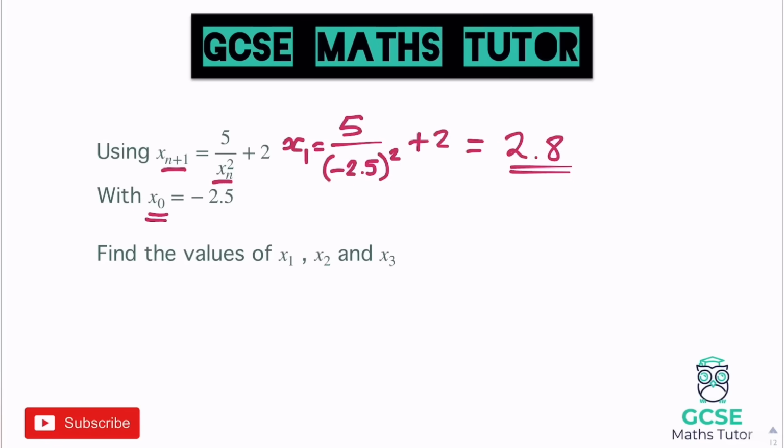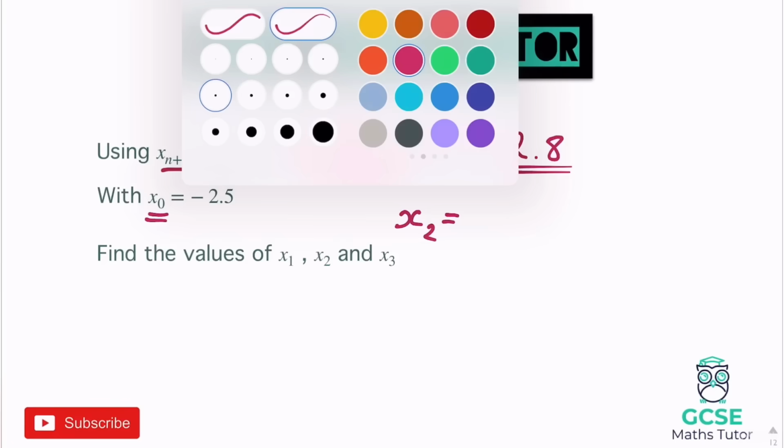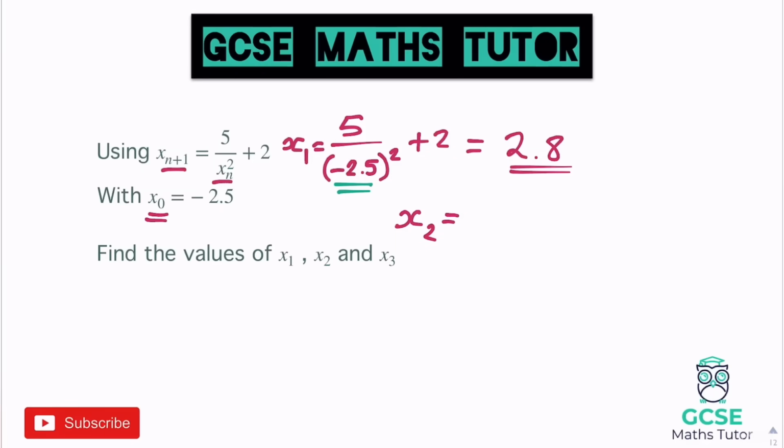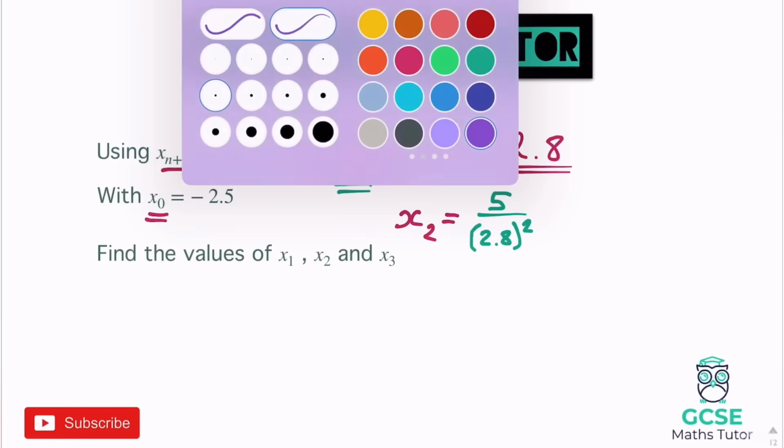Now obviously that is our current solution, so 2.8 is our new number. So I'm going to repeat the process here, but instead of putting negative 2.5 in, I'm going to put this 2.8 in. So where I put it in here, that number is now just going to be 2.8. And it's quite a nice little trick you can do on the calculator here. As long as you don't press equals, you can do 5 over, and you can either type this number in, 2.8 squared, or you can just press your answer button.